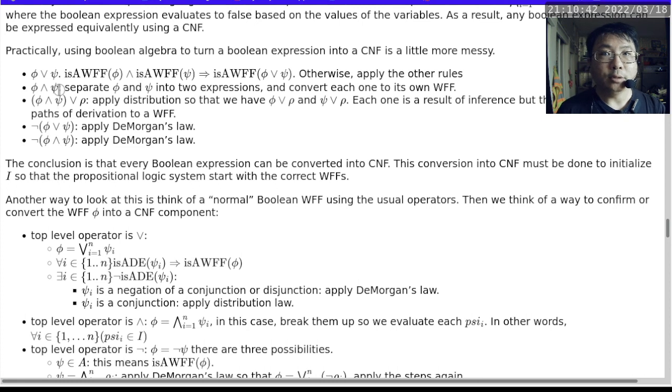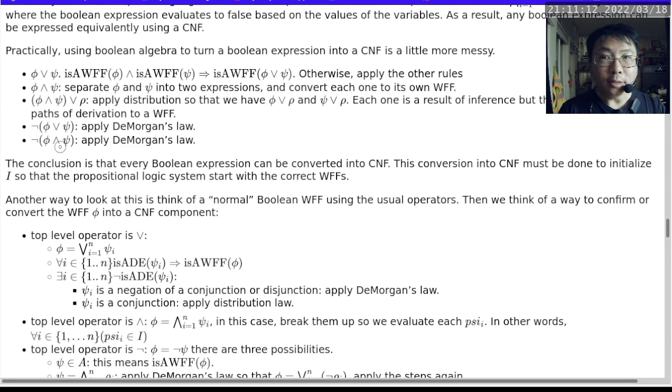So not phi becomes its own thing that you have to handle, and then not psi becomes its own thing that you have to handle, because the conjunction is basically gone, because this expression turns into two different elements. It turns into two individual well-formed formulae, and each one we want to turn into a DE, a disjunctive element.